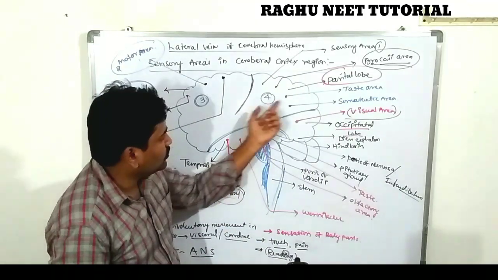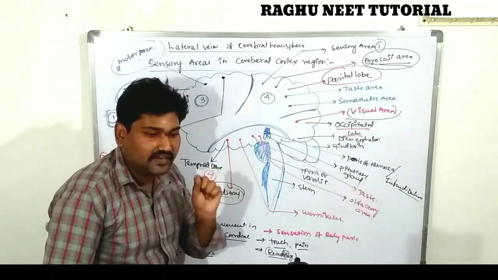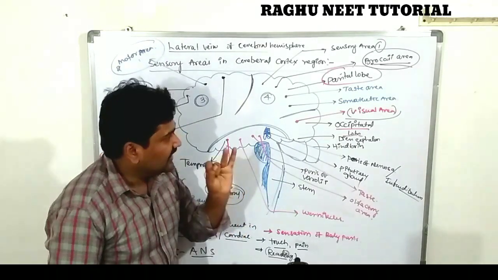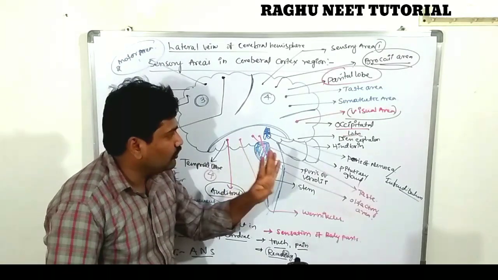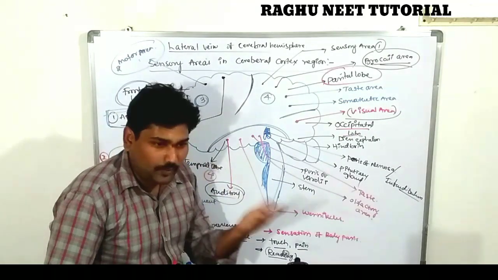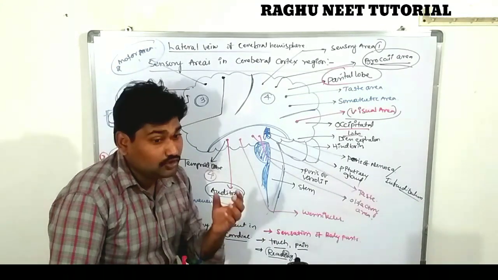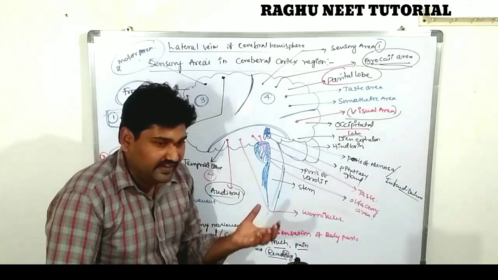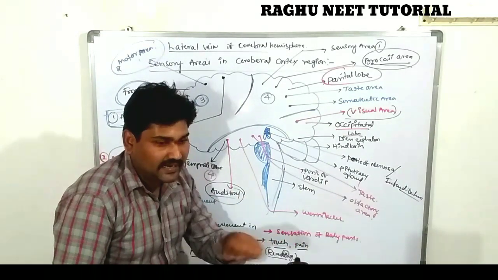The second one is the parietal lobe. The parietal lobe contains four sensory areas. The first one is the sensory area, the second is Broca's area, the third is the taste area, and the fourth is the somatic area. What is the somatic area? The somatic area is useful for the identification of touch and pain.